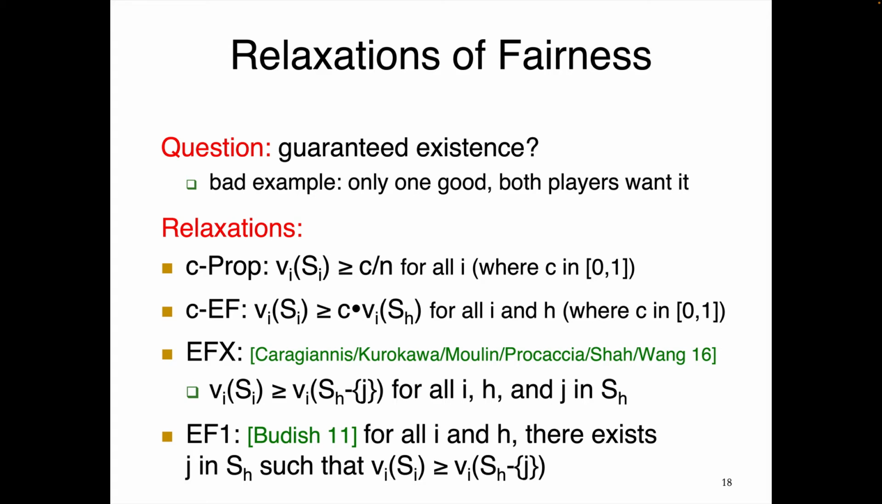It just says, for some other player, you may envy them with their current bundle, but there exists a good that I could take away from that player so that I would no longer envy them. EFX says, no matter which item you take away from this other player, I don't envy them. EF1 just says there exists an item, and taking it away gets rid of the envy.